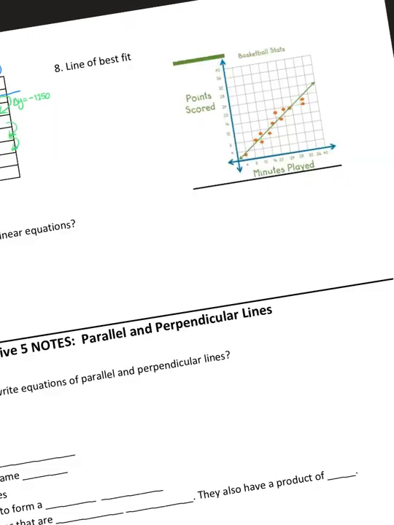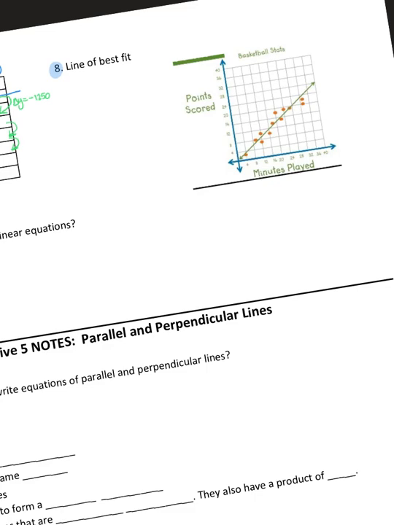Okay, so for number 8, I'm going to have you do number 8, but I just want to talk about the idea of a line of best fit for a minute. So the line of best fit is the line that fits a set of data points. All these data points were collected. These are basketball stats for somebody. So based off of the number of minutes played, how many points did they score? Thankfully, it's increasing, so that's good.